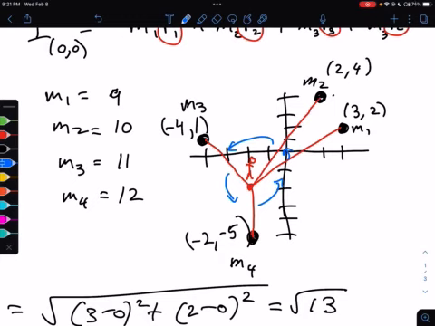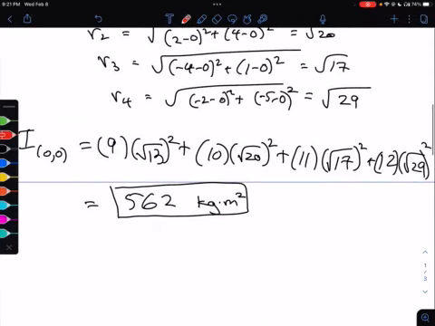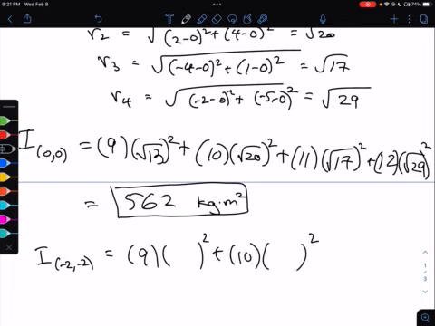Okay, so now the person's at -2, -2. And so we're going to have to kind of start all over again, unfortunately. Isn't that terrible? So you would do I at -2, -2. You would still have the 9. You would still have the 10. You would still have the 11. You would still have the 12. The difference would be the rads, so you kind of start over.